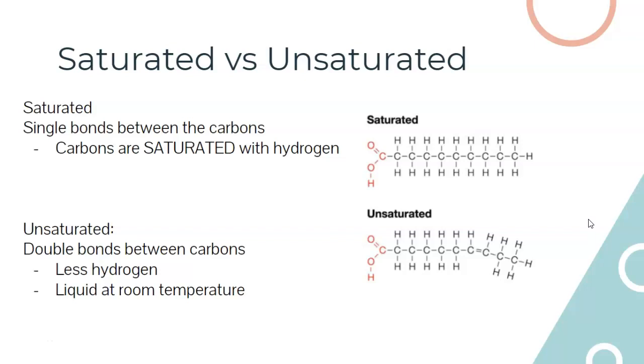Now, unsaturated fats tend to be liquid at room temperature, such as olive oil. Saturated fats tend to be more solid, like the fat you find in a steak or in other foods like that.